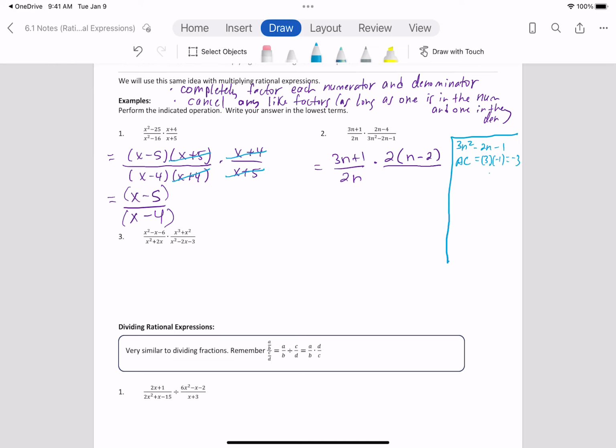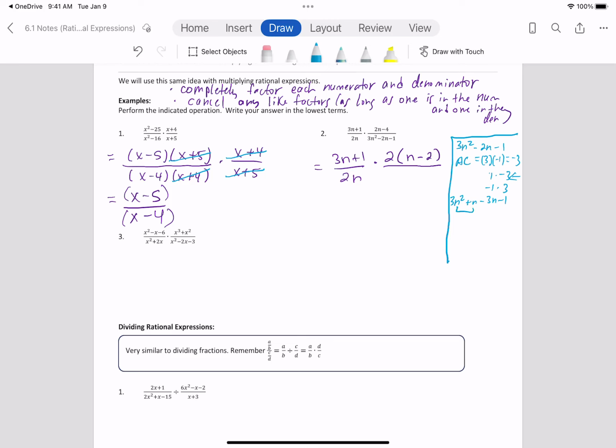So my options would be 1 times negative 3 or negative 1 times 3. And we're trying to get a b of negative 2. So we would want the 1 and negative 3. So then I rewrite 3n squared plus n minus 3n minus 1.